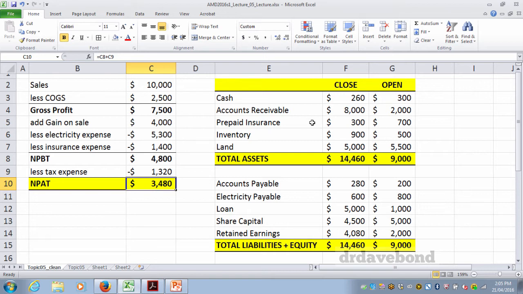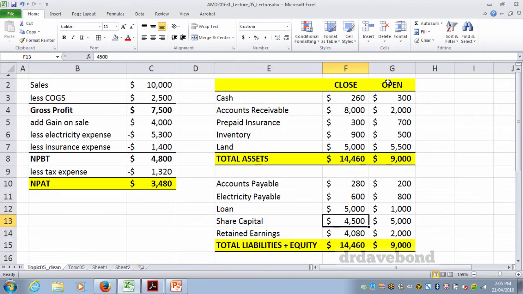Pretty self-explanatory. We've got an opening and a closing amount for assets, liabilities and equity. Cash has gone down by 40. We've got accounts receivable, prepaid insurance, inventory and land. I chose land because it wasn't depreciable, just to make life a little bit easier for the moment. Then accounts payable, electricity payable, loan, share capital and retained earnings.